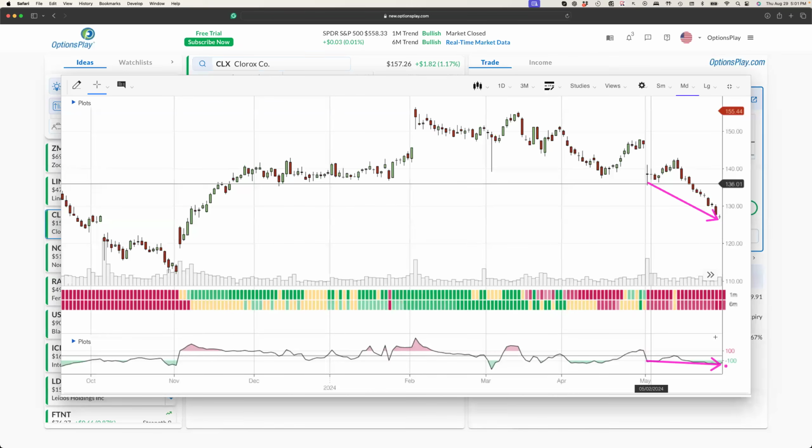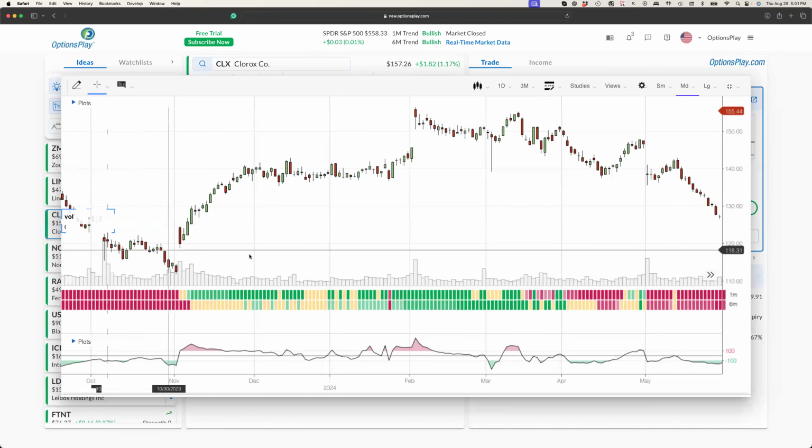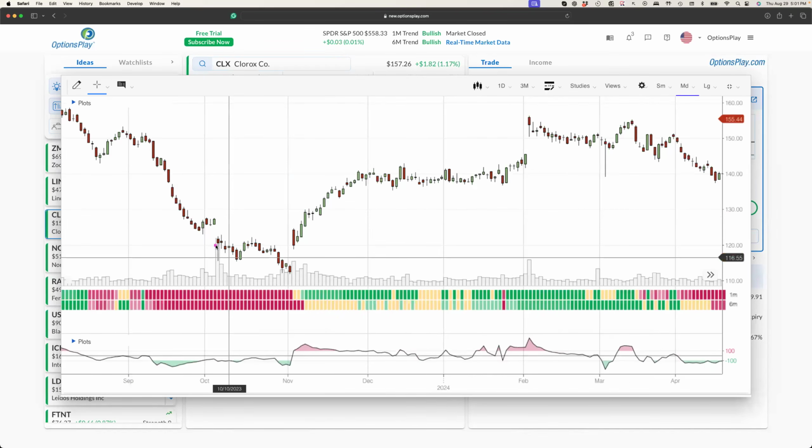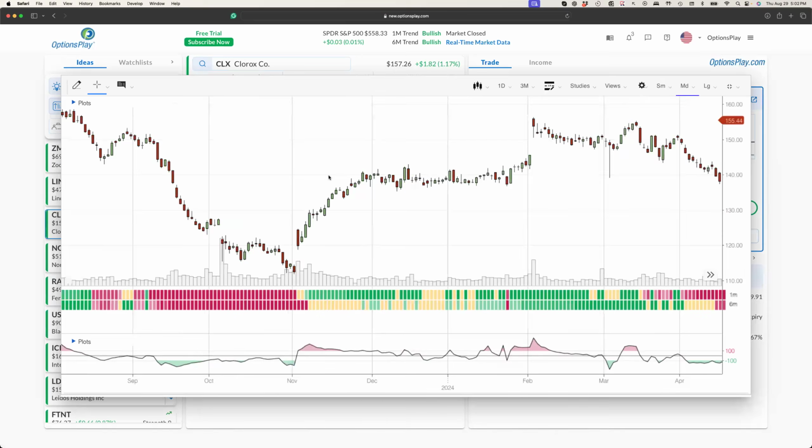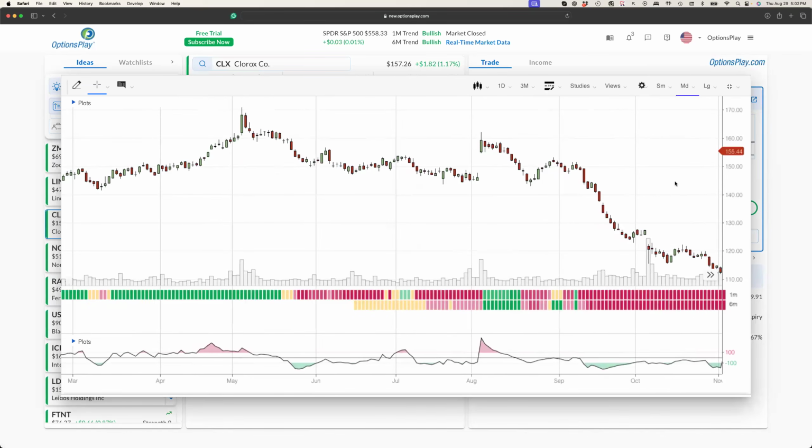That didn't satisfy the requirement to be a buyer there, right? But let's see if we find another one. This one did: you made a lower low in price, momentum no longer made a lower low. And as you can see, you got a really nice bounce here after what looks like a stock that was very much in the toilet and was heading to zero, right? How can you be a buyer of a stock like this?